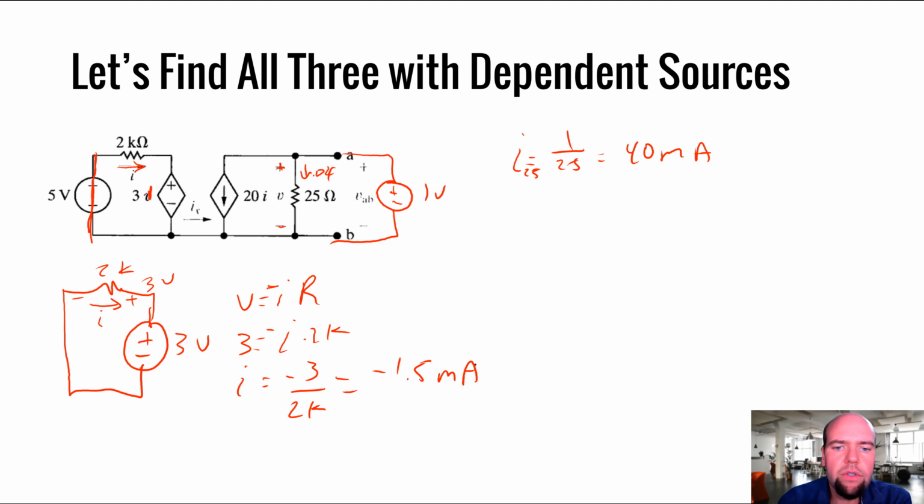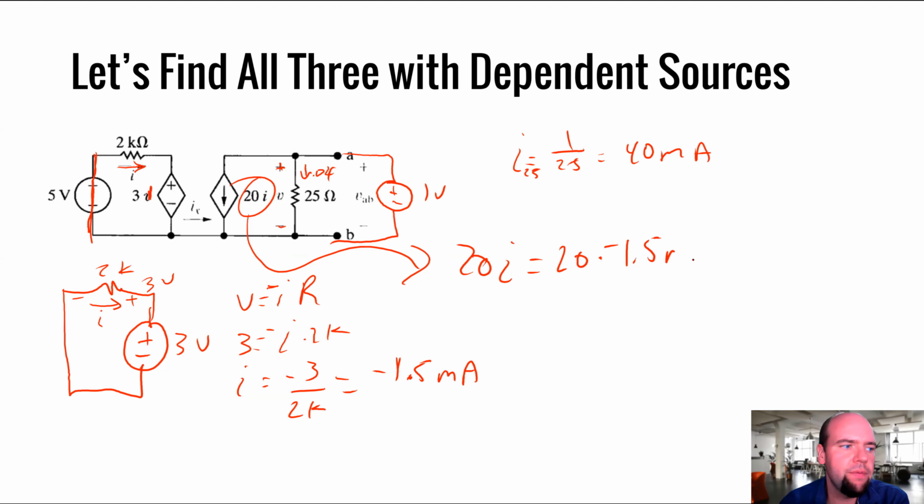Okay. So now we have, this is 20 times that. So 20I is going to equal 20 times negative 1.5 milliamps. 20 times negative 1.5 milliamps is going to be negative 30 milliamps. So my current flowing down here now is going to be negative 0.03.